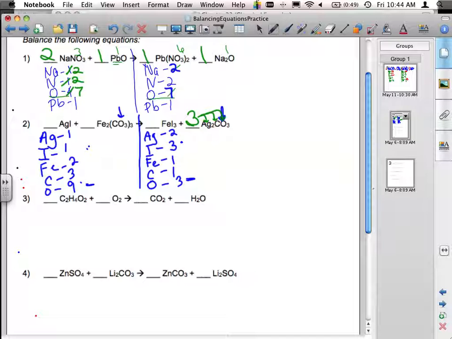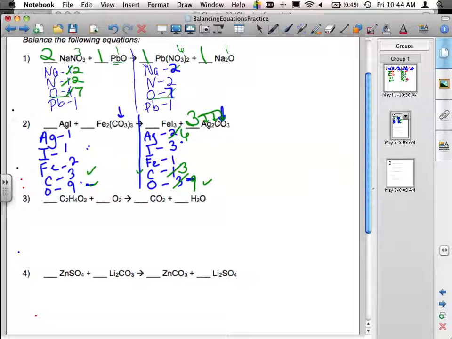That gets distributed to everything. So my silver changes to 6. My carbon changes to 3. And my oxygen to 9. Okay, my oxygen is balanced. My carbon is balanced. So now I need to work with my first 3. I've already changed the silver in this to 6.